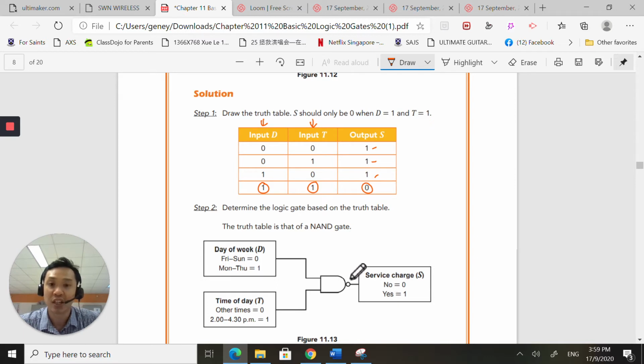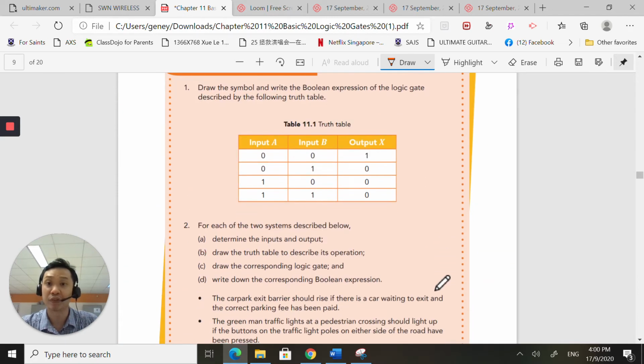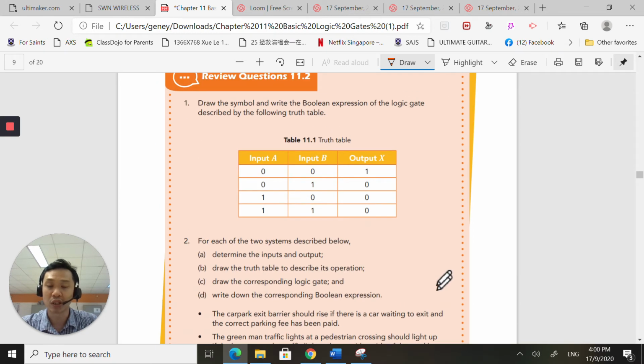Okay, so probably the waiter can just, based on this circuit, be able to tell, maybe with a green light, red light, I don't know. There are many different ways to tell me when it's a 0 or 1. And based on the color, based on the output, the waiter will know whether to charge the customer service charge or not. Okay, so this is the worked example, and this is the review question on page 281. So I'm going to help you do the first one.